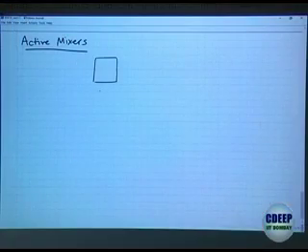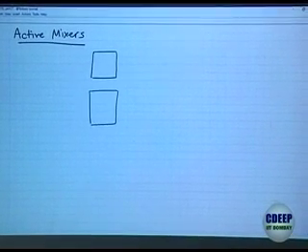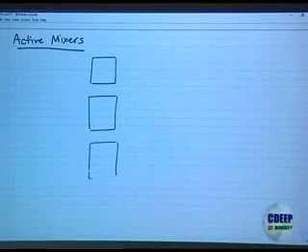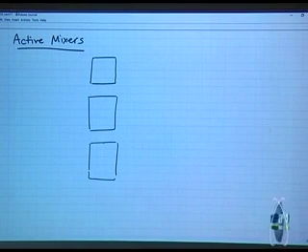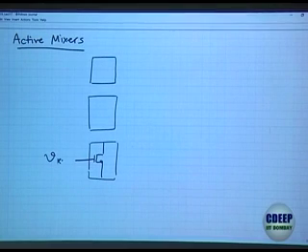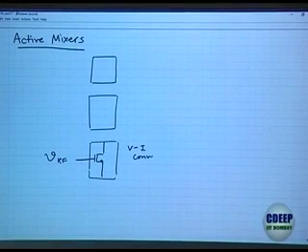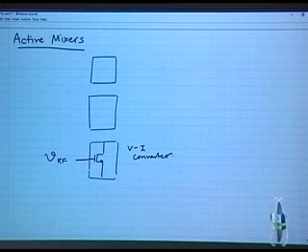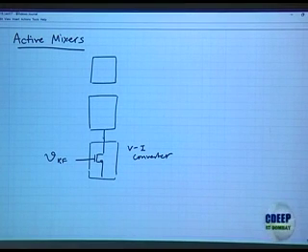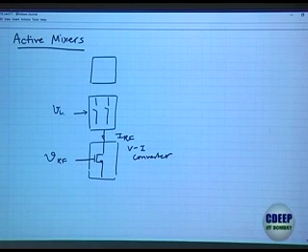So active mixers generally have three components. I kind of like to draw it this way. So the first one is obviously you have RF voltage going in and you have V2I conversion. And you convert it to IRF here. And then we have the switching business. So that is done by VLO.